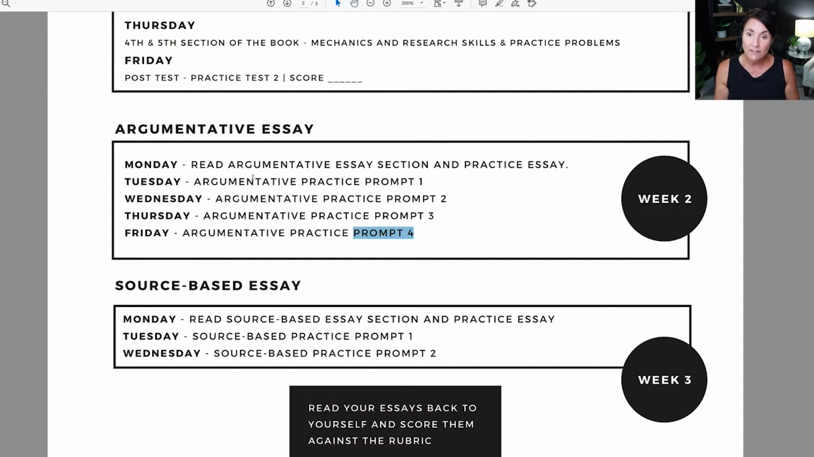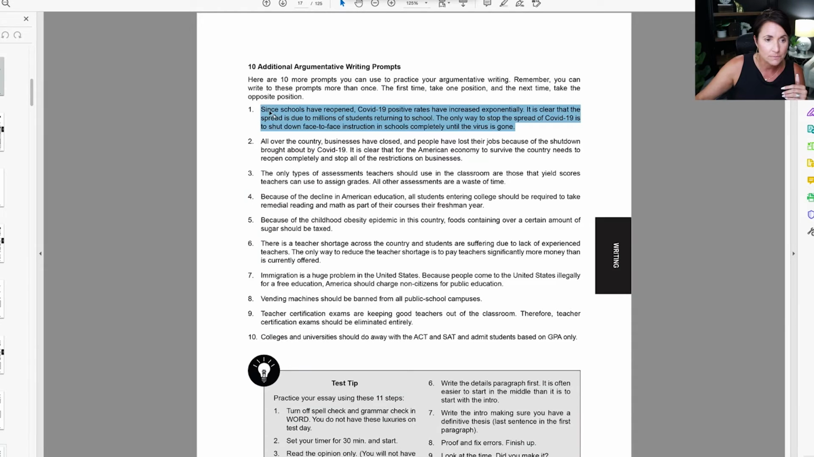Do I think you should write 3 prompts a day? No, only 1 prompt a day. Stretch this out over time. You get better by incremental practice over time. That's the key, okay? Now let's go to source-based. A lot of people get freaked out by the source-based, but I actually think it's easier than the argumentative because they give you everything you need to write this exam. All right, so on Monday, we're gonna read, let's go to my writing section here.